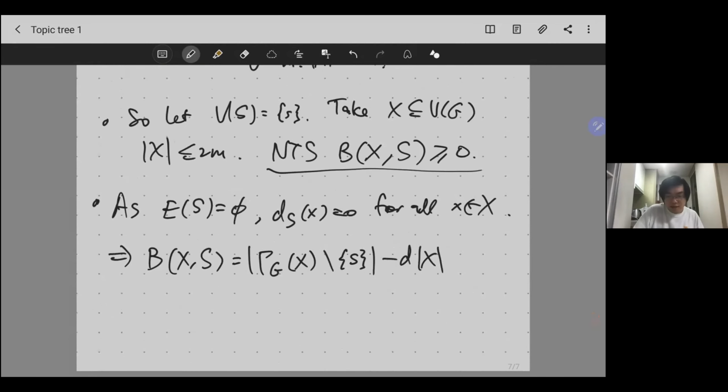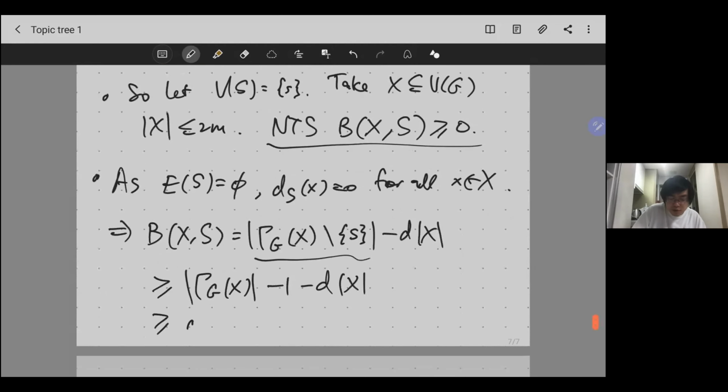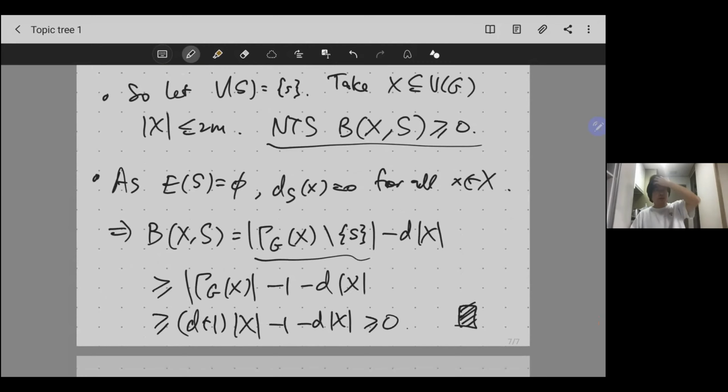What is that? Well, this term is at least its neighborhood minus 1, right? We subtract the singleton S, at least that. But what do we know about the external neighborhood? We know that it expands by a factor of d plus 1. Now, since X is nonempty, at least 1, this is non-negative. Finish the proof.